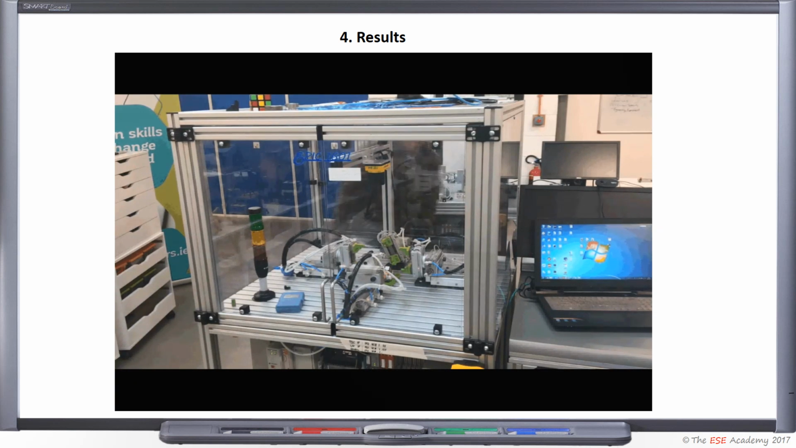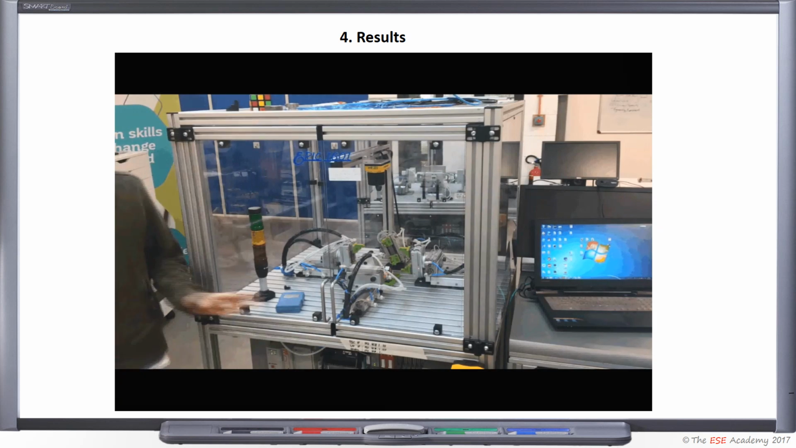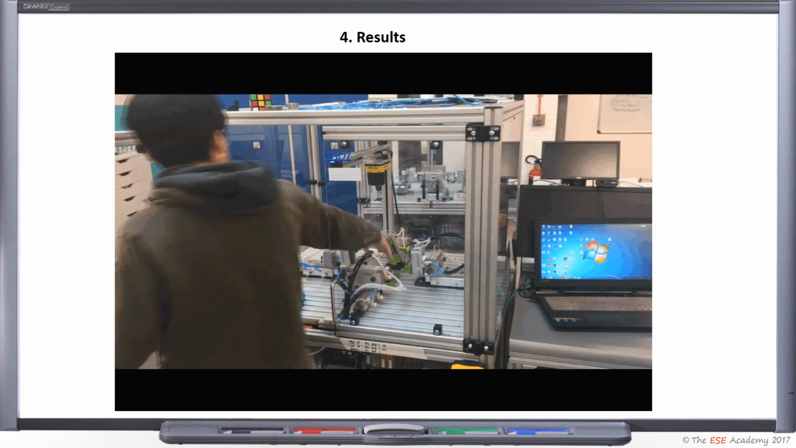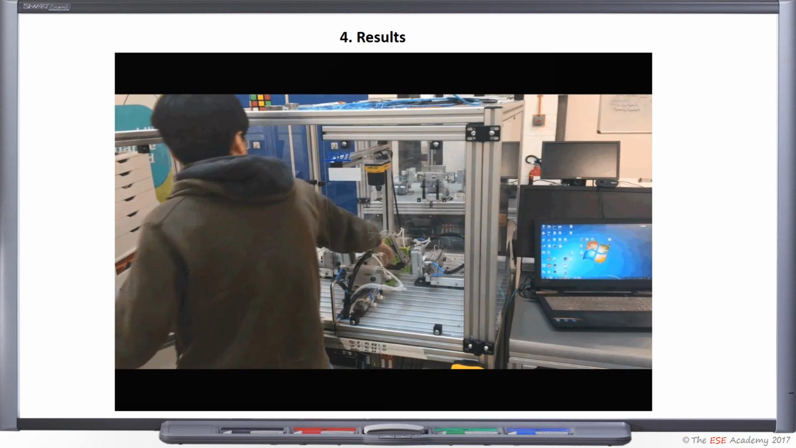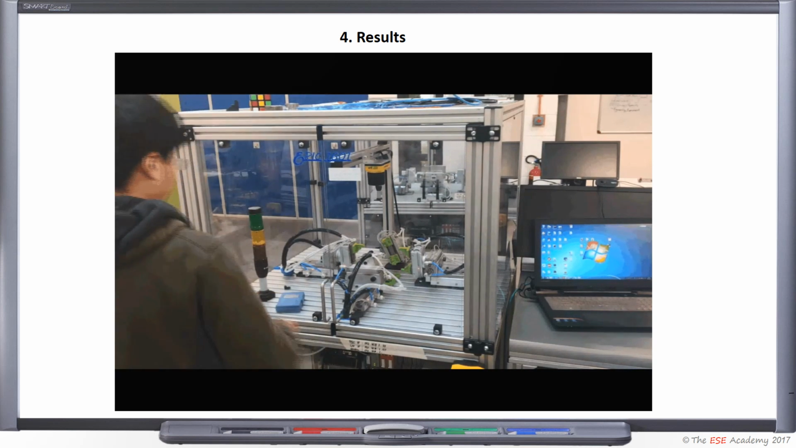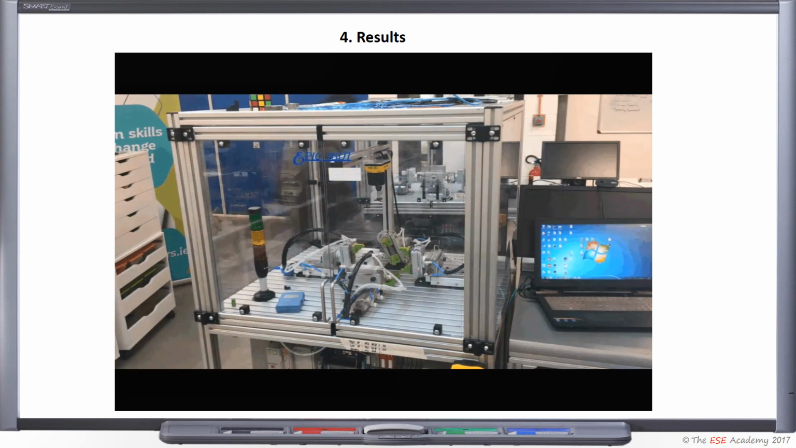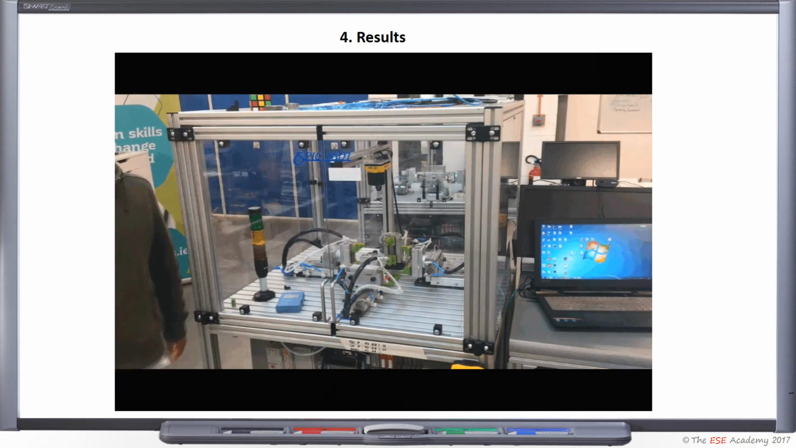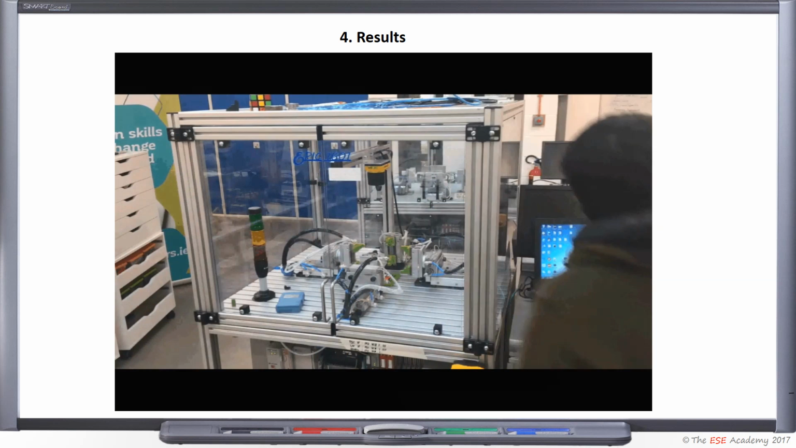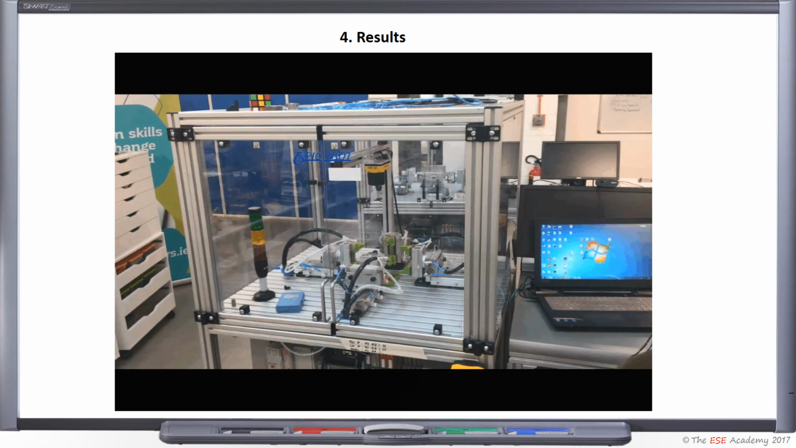To restore the machine, the operator must manually put the cube into the nest, then reset the machine and restart it. However, due to safety reasons, before the operator can open the door to put the cube into the nest, the operator must turn off the compressed air which supports the pneumatic system. Hence, a lot of time would be wasted.